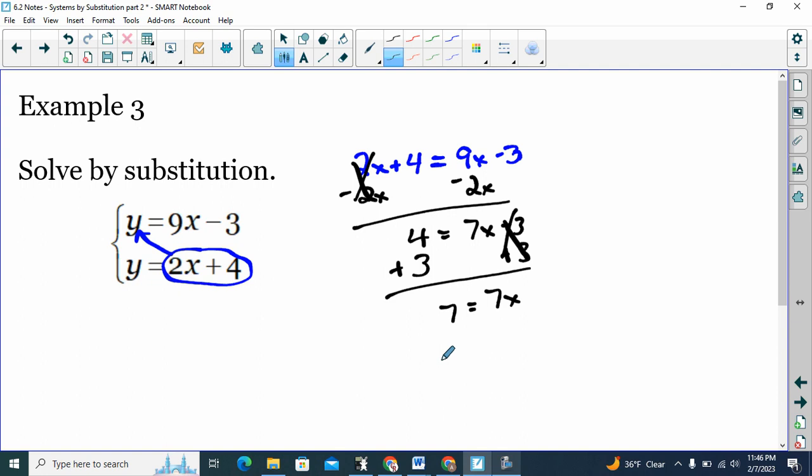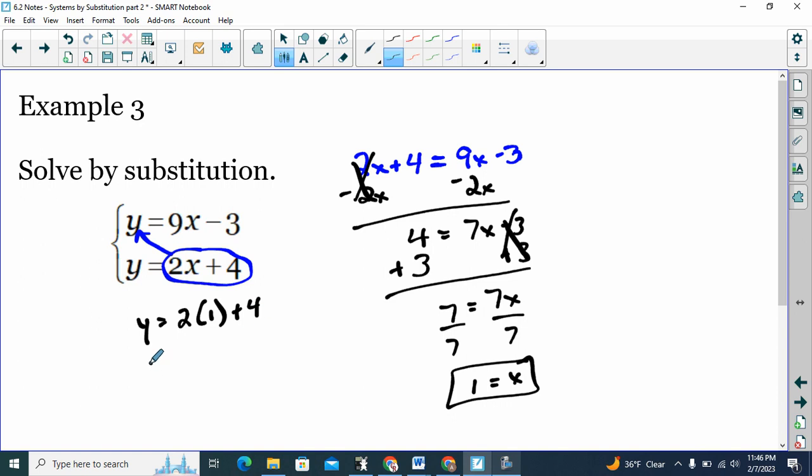Add 3 to both sides, giving us 7x equals 7. And divide both sides by 7. x is equal to 1. As always, substitute back in to get the other variable. 2 times 1 plus 4. I get the solution 1, 6.